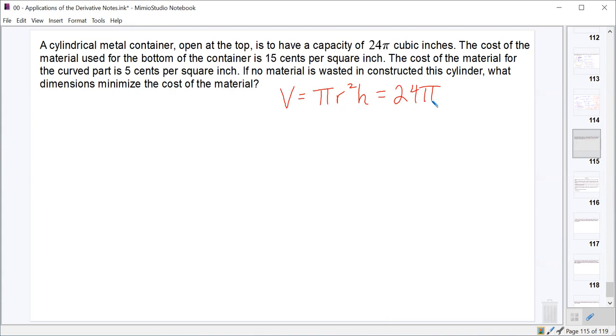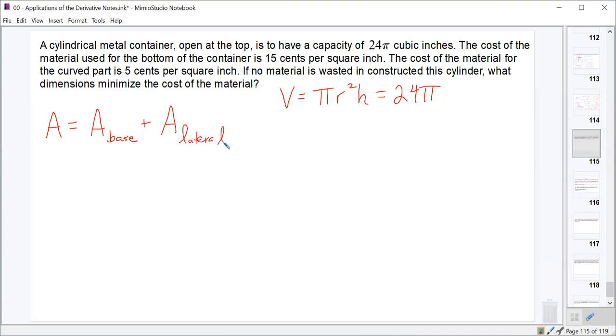And then we start studying about cost. The cost of the material for the bottom of the container is 15 cents a square inch. And the cost of the material for the curved part is 5 cents a square inch. And we're not wasting any material constructing it. We want to minimize the cost. Well, let's think about the surface area. The surface area is the area of the base, only one base because it's got no top, plus the area of the lateral piece.